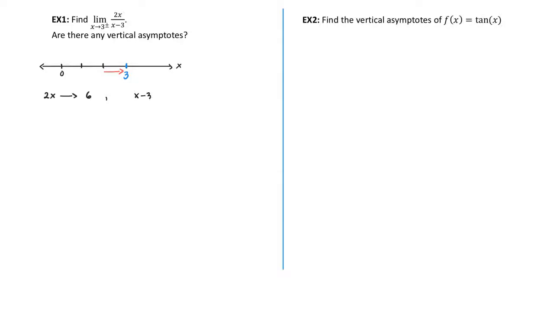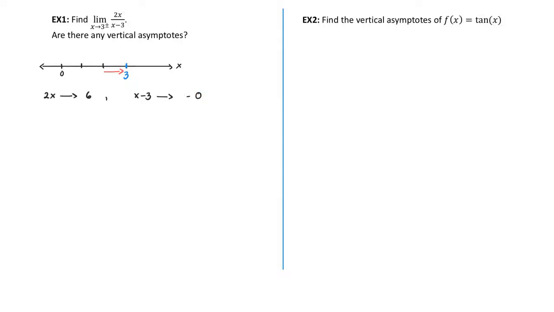x minus 3. Let's think about it. Again, x is getting very close to 3, so this x is practically becoming 3. That means that x minus 3 is approaching 0, but it is approaching 0 in a negative way. So I'm going to put a tiny little negative here to remind you that it is approaching 0, but because x is approaching 3 from the left, the denominator, x minus 3, is approaching 0 in the negative way.